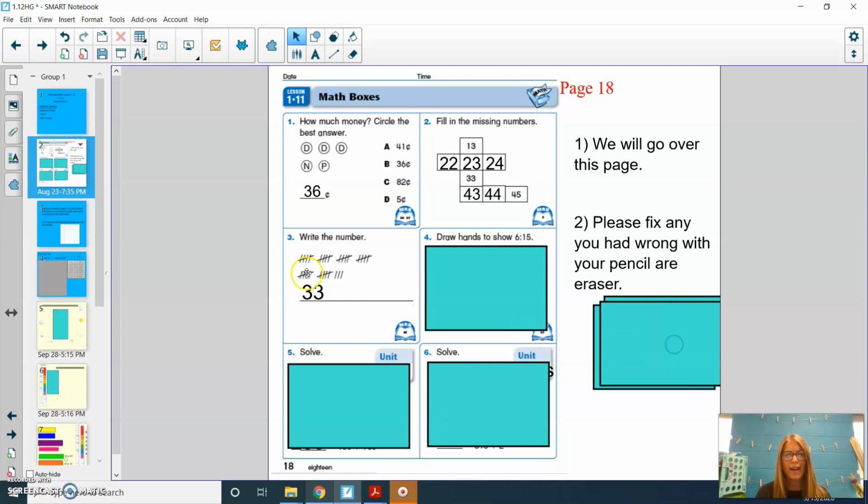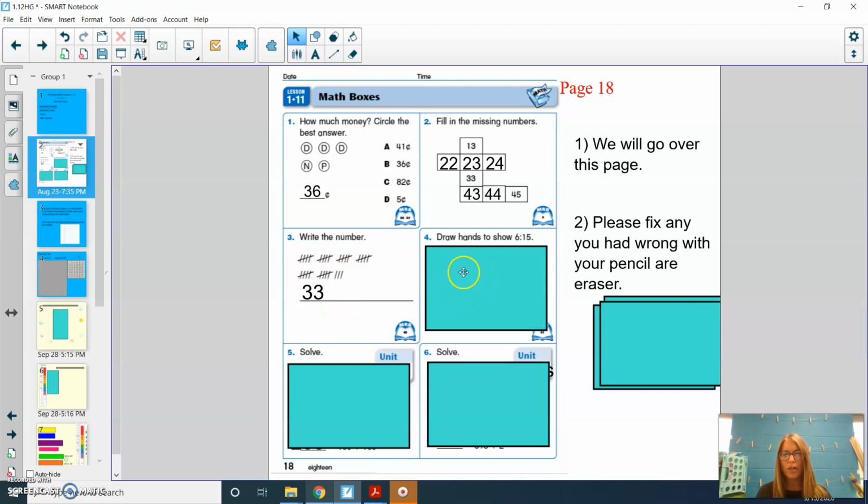So I'm going to count by 5. So I have my 10, 20, 30. I'm going to try that one more time. I'm going to count by 5s. I have 5, 10, 15, 20, 25, 30, 31, 32, and 33. There we go. So I should have had 33 for my answer.